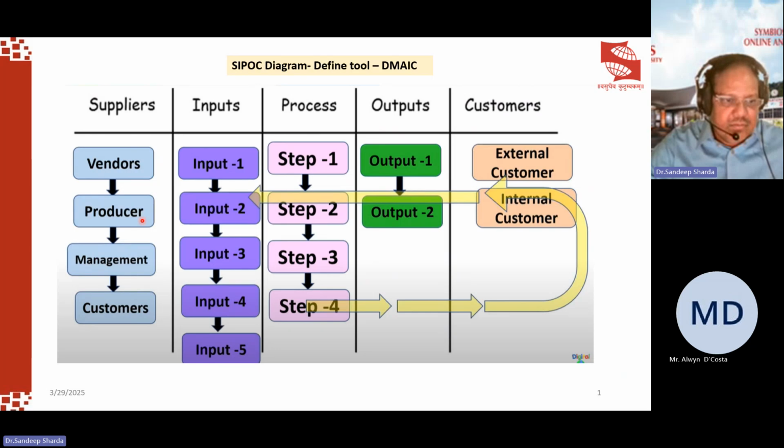The vendor, producer, management, and customer. And the inputs will be input 1, input 2, input 3, input 4, input 5. Process step 1, step 2, step 3, step 4. Output will be output 1, 2. External customer, internal customers. And if there is some problem associated with step 4 related to input 2, then we refer it back. So that's how the SIPOC diagrams are defined, and we analyze based on the data and the inputs, process, outputs, customers, and the sequence of operations that we identify.